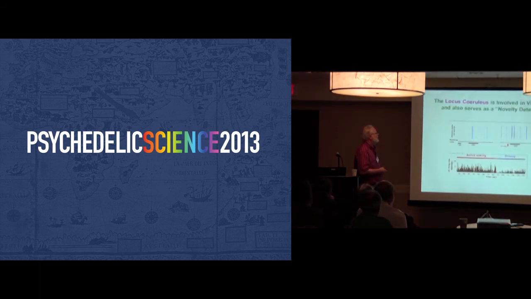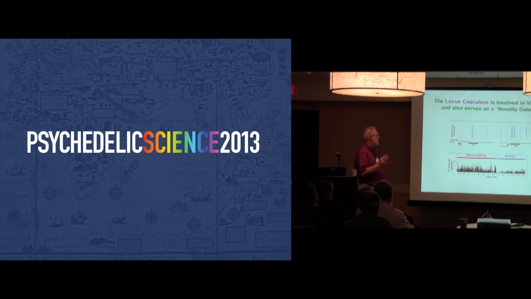The locus coeruleus is involved in vigilance and also serves as a novelty detector. In a cat or a rat that's anesthetized, if you present an odor, you see firing in the olfactory cortex. And then if you stimulate the locus coeruleus and present the same odor, you get much more dramatic firing. This is active waking, drowsiness, and you see firing of the locus coeruleus. So the locus coeruleus will burst fire in response to novelty. This odor will be novelty, so you see these bursts of firing. And if you stimulate locus coeruleus, you get even more firing.